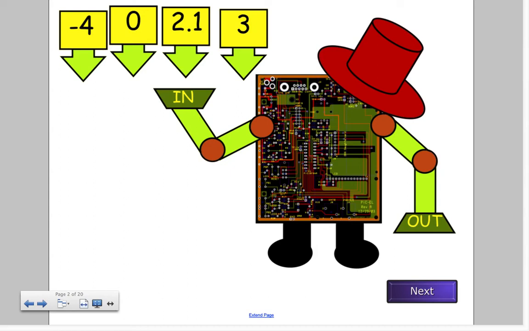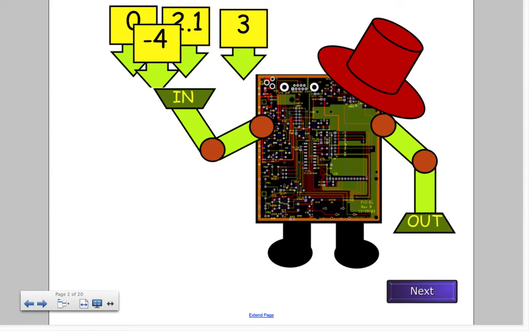So for instance, your input right now in your table is -4. So I'm going to take -4 here. And when -4 is put into Function Man, look at what comes out. You guys all see -20 down there on the out, right underneath the out. So I want you to put right across from -4, -20 for the output.